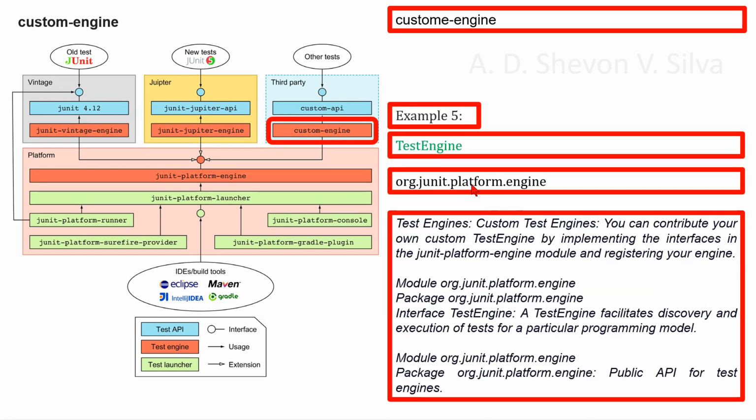Considering custom test engines: you can contribute your own custom engine by implementing the interfaces in the junit-platform-engine module and registering your engine. The interface TestEngine is in package org.junit.platform.engine and module org.junit.platform.engine. A test engine facilitates discovery and execution of tests for a particular programming model. Package org.junit.platform.engine, in module org.junit.platform.engine, is the public API for test engines.